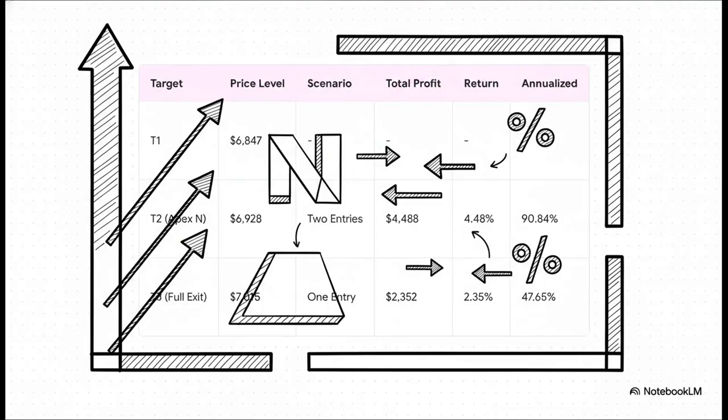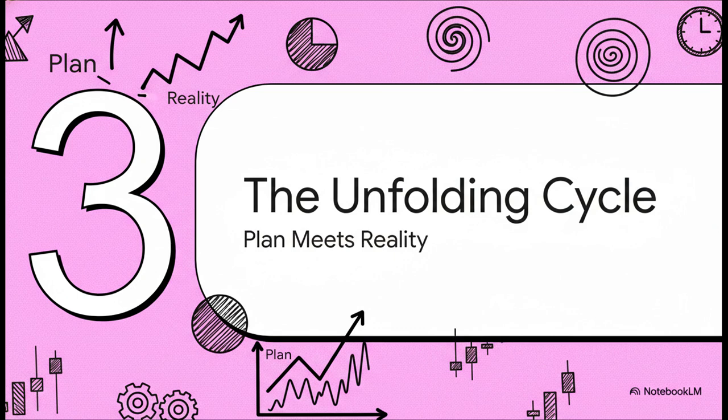Now, a plan doesn't just define entries, right? It also lays out potential exits right from the very start. As we can see in this table, there were three primary targets. Target 2, which is located at a key geometric point the system calls apex N, projected a 4.48% return if both of the entries were triggered. Then there's Target 3, the full exit at the very top of the trapezoid, which projected a 2.35% return, but that was for the scenario where only the first entry was actually hit. So, that was the plan on paper. Now let's see what actually happened in the market.